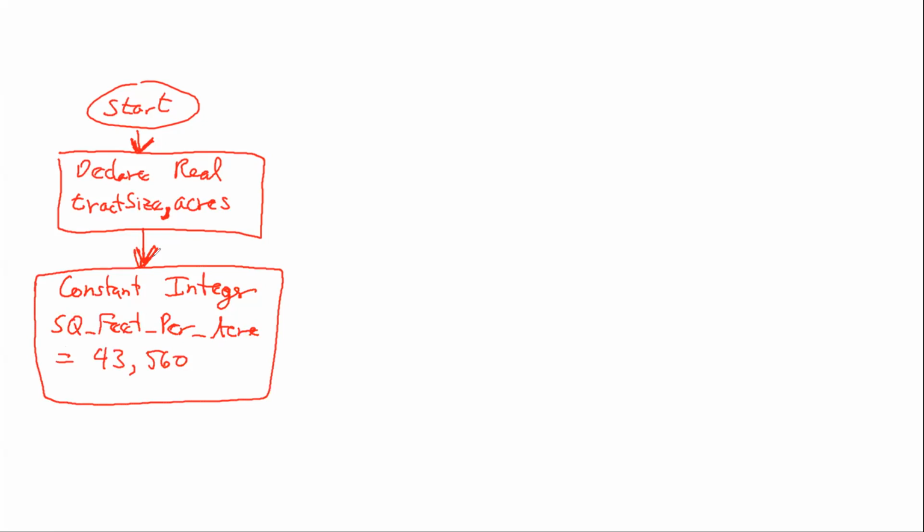Then after that, we get into the flow. Once we have our variables and our constant, the next step is to ask or to display a message to the user, giving him instructions, or her. So here we're going to say display, enter the number of square feet in the tract.